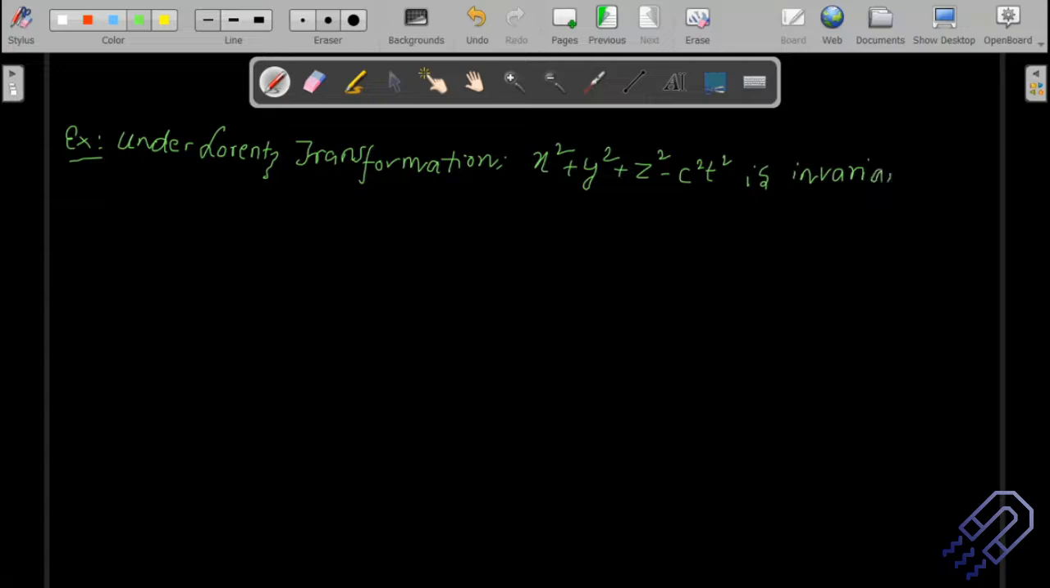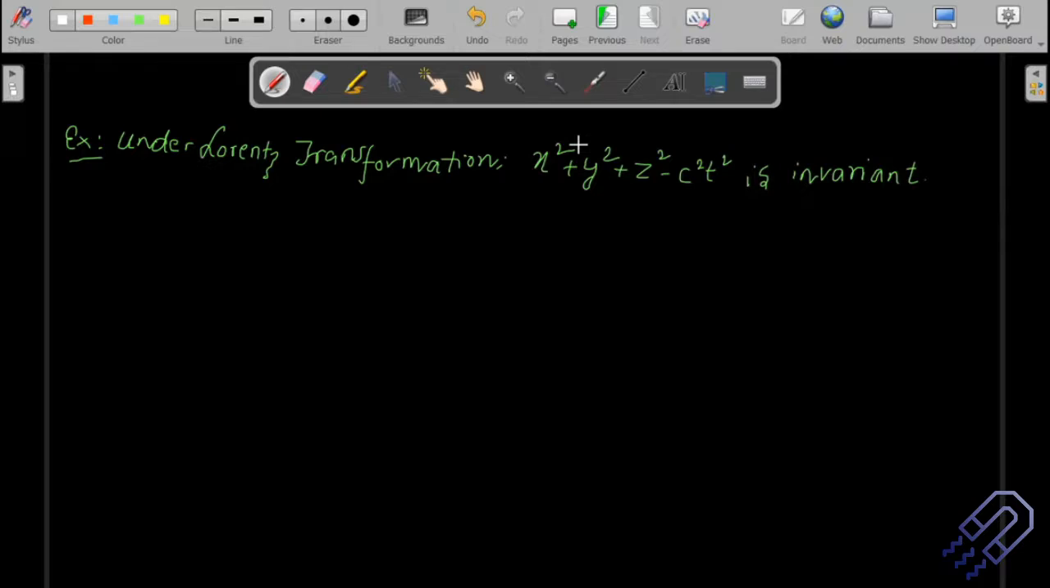This is the question. It says that under Lorentz transformation, whatever relation you have for Lorentz transformation, you have to use it and show that this is invariant. It means that the final result that you are going to get should be invariant. That is important.